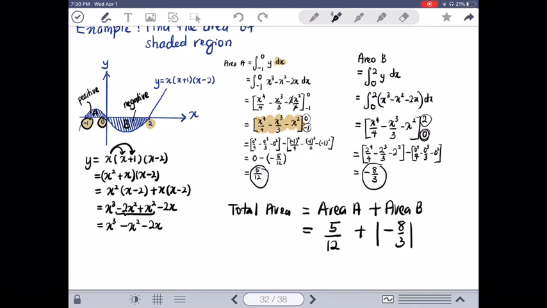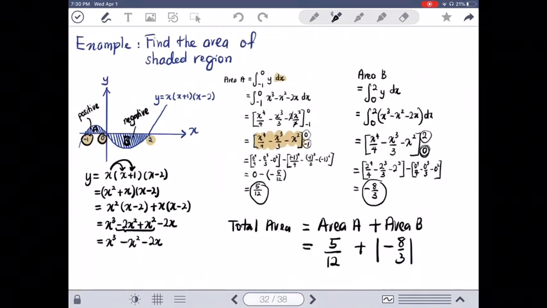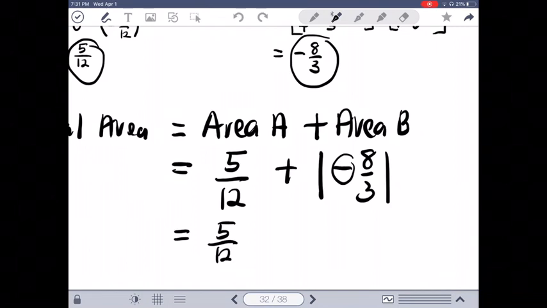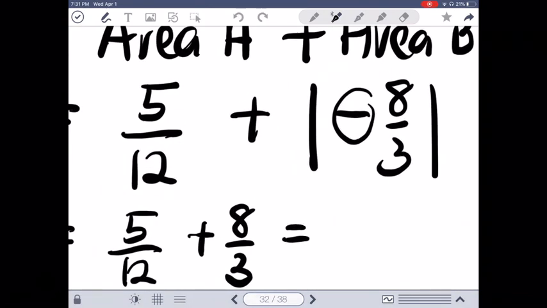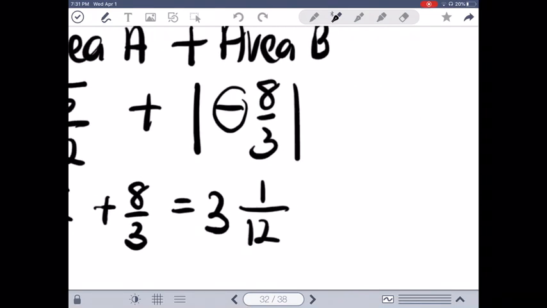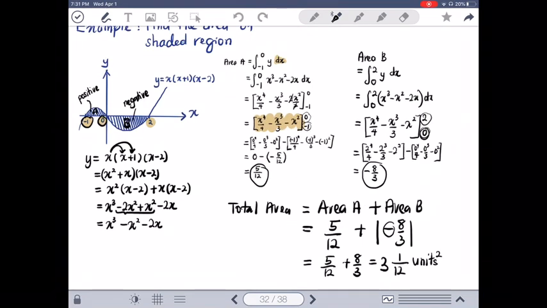Why do we take the modulus? Because we don't have negative area. The negative value comes because area B lies below the x-axis, but we do not consider the negative value, we just take the positive value. So in other words, it's just 5 over 12 plus 8 over 3. Final answer should be 37 over 12 unit squared. Okay.